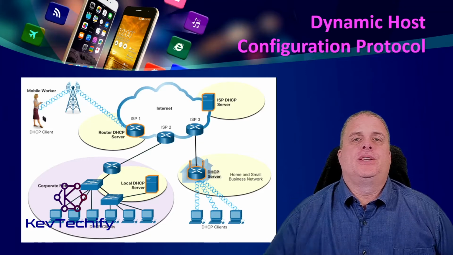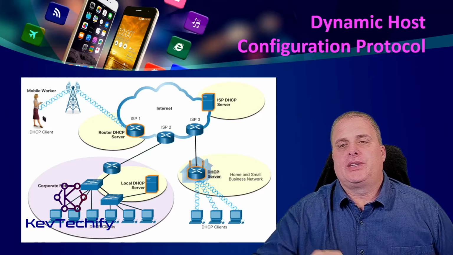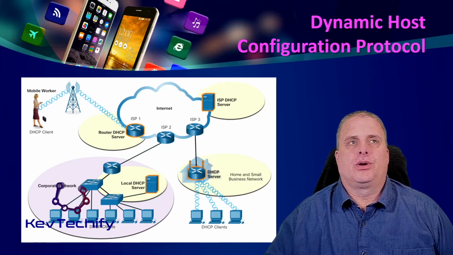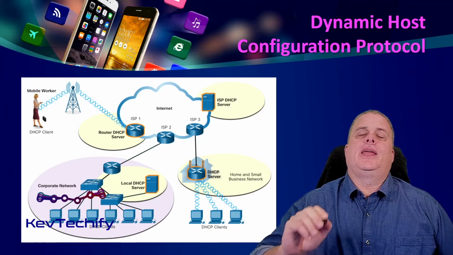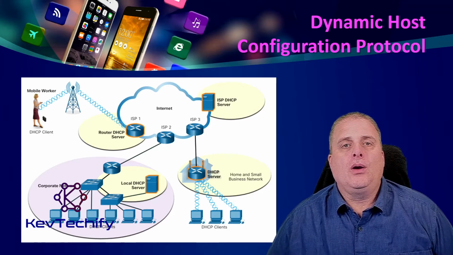DHCP is another IP system we use. DHCP stands for Dynamic Host Configuration Protocol. What this is it is a system that automatically hands out IP addresses on your network.